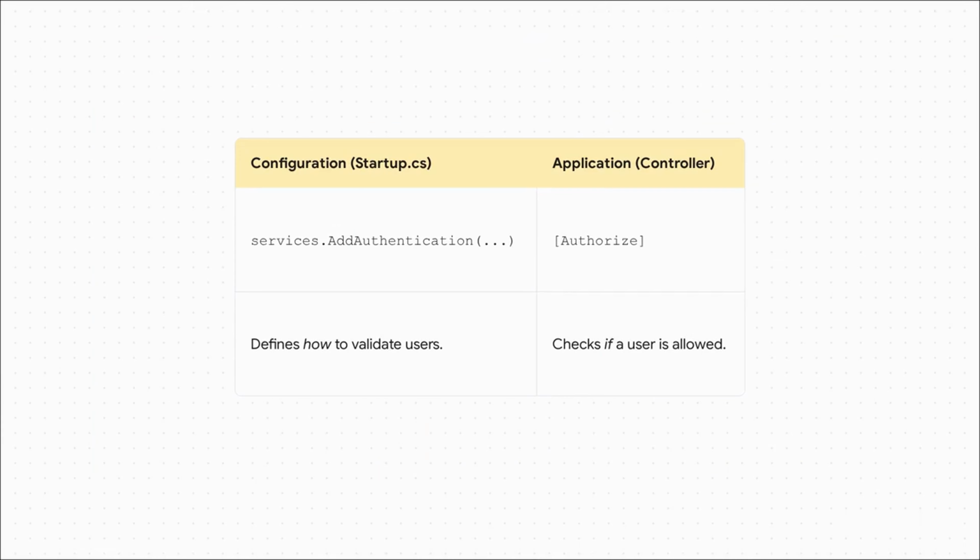And one of the beautiful things about ASP.NET Core is how it separates these two ideas in the code. In your configuration files, that's where you set up how to authenticate people. Then, in your actual application code, you use these really simple attributes like Authorize to say what is protected. It's a super clean system for enforcing the rules of your fortress.